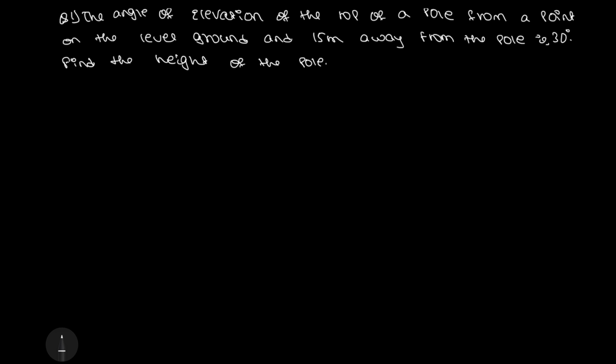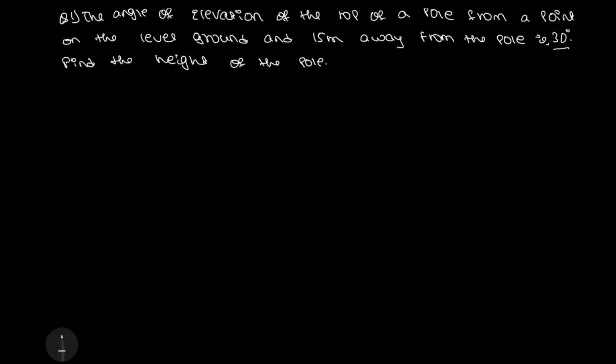Here we have our question number 1 from our exercise chapter 23. The angle of elevation of the top of a pole from a point on the level ground and 50 meters away from the pole is 30 degrees.